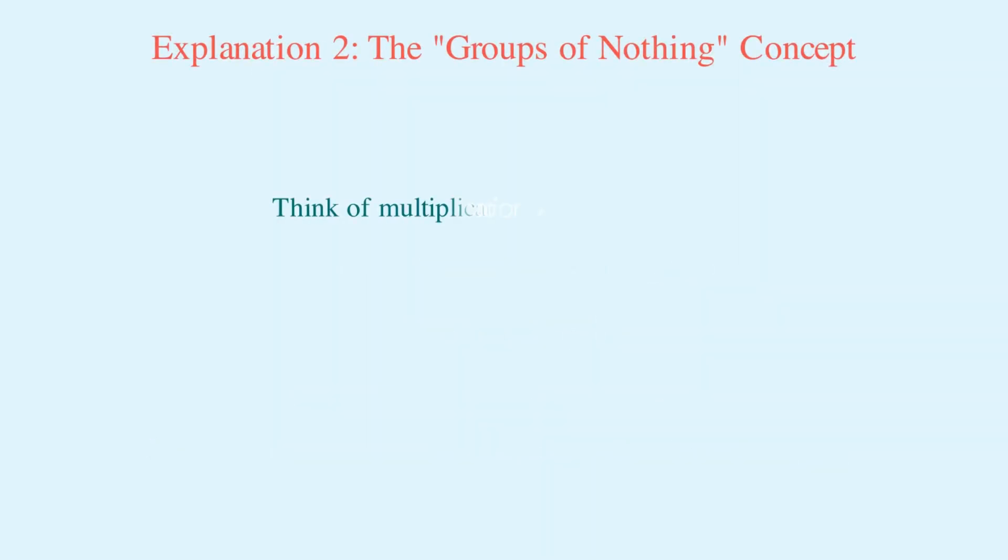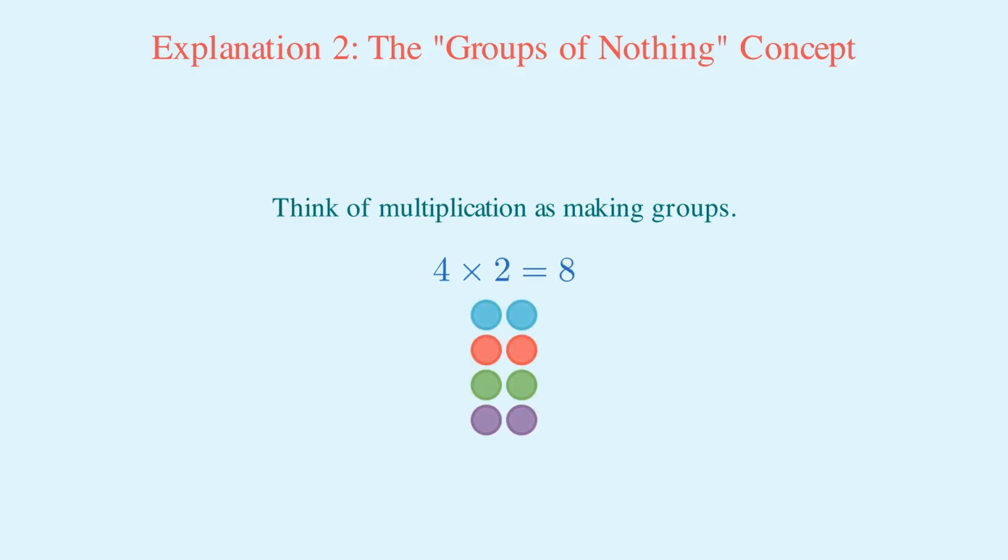The groups of nothing concept. Think of multiplication as making groups. If you have 4 by 2, it means 4 groups of 2. That gives us 8. But what if we have 4 times 0? That means 4 groups of nothing. And what happens if you have nothing in each group? That's right, nothing. So, 4 times 0 is equal to 0. This works for any number. 100 times 0 means 100 groups of nothing, which is still 0.